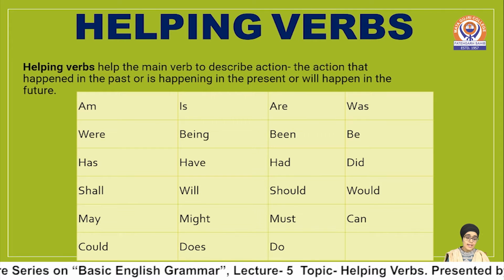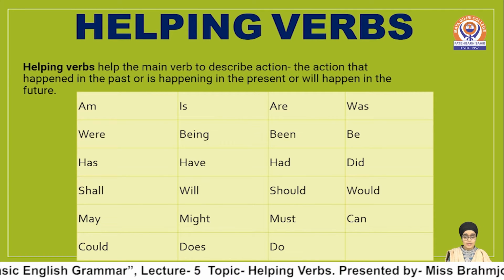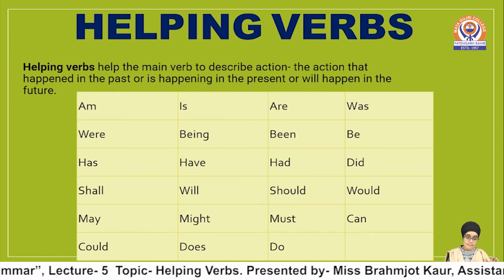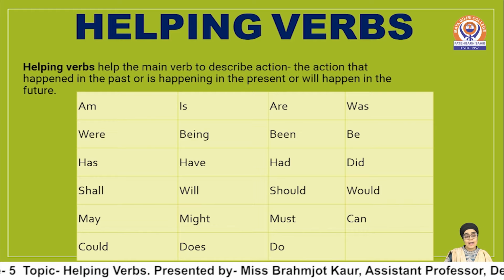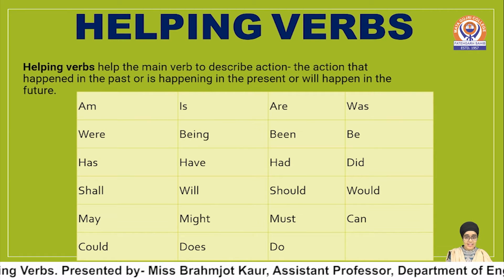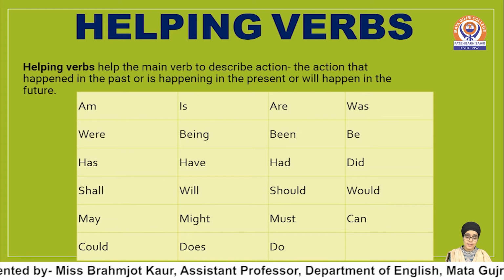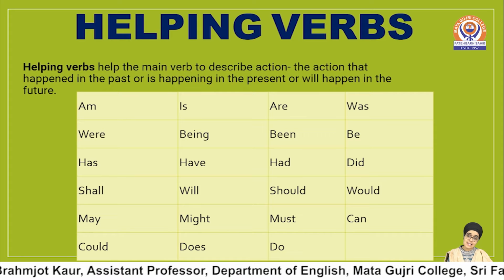Helping verbs. Helping verbs help the main verb to describe the action. Now that action can have happened in the past, is happening in the present, or will happen in the future. So the verb is affected by the time and space in which the action is happening. This determines the tense. This signifies the tense of the verb.